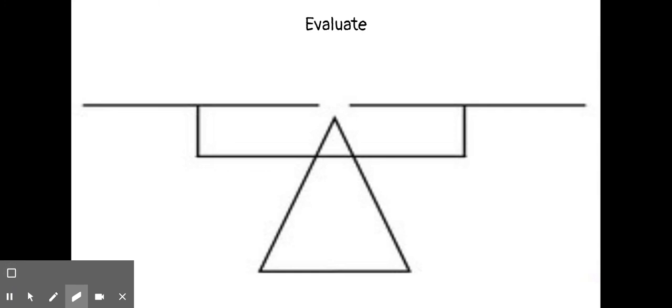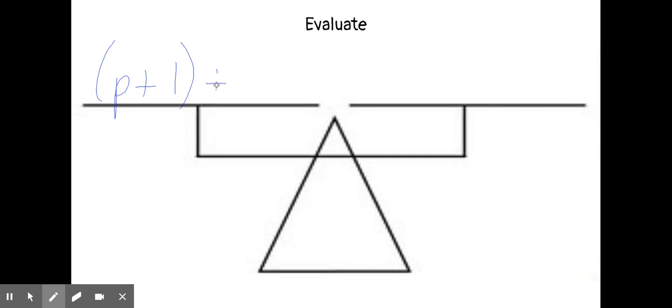Let's try, oh, I didn't have my pen ready. Let's try p plus 1 inside parentheses divided by 9 minus 4. And right now, there's nothing we can do with that, except for the fact that I'm going to tell you that p equals 19. Okay, well, now what? Now what do we do? Exactly, we substitute.